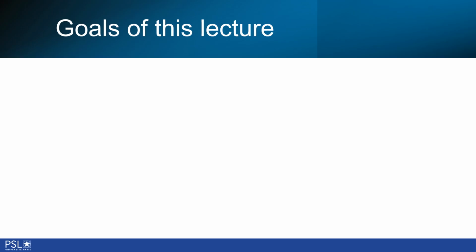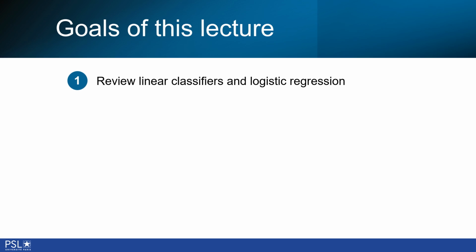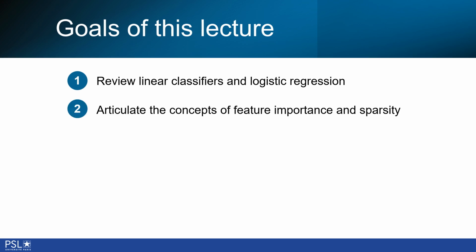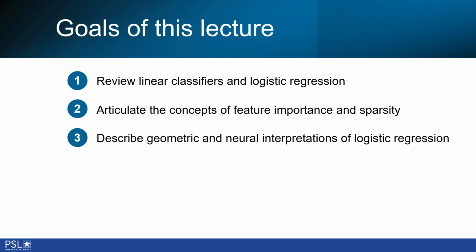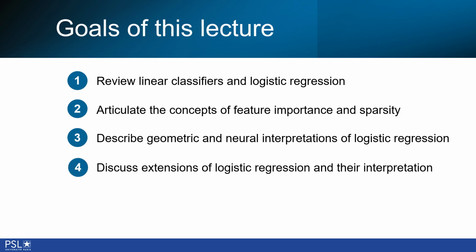The specific goals of this lecture will be to briefly review the class of linear classifier models, and in particular logistic regression, on which we will focus on much of this lecture. Then we will link logistic regression with a previous lecture on interpreting linear regression, and articulate the concepts of feature importance and sparsity for logistic regression. We will describe the geometric and neural interpretations of logistic regression, and we will discuss extensions of logistic regression to models such as score sheets and generalized linear models, and discuss their interpretability.